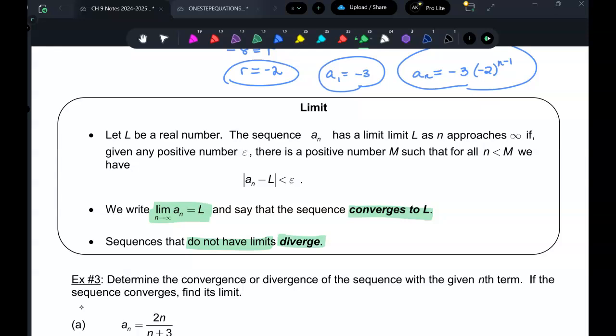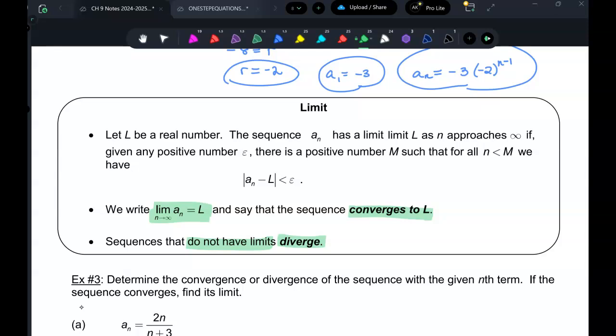This will be a big topic throughout this chapter and the next chapter: when a sequence or series converges or when it diverges. When it diverges, usually our limit goes to positive infinity or negative infinity, or it could oscillate and not approach a real number.